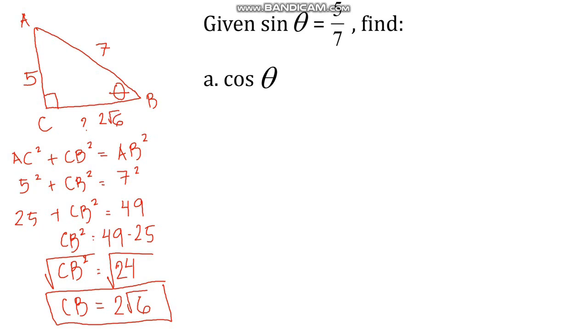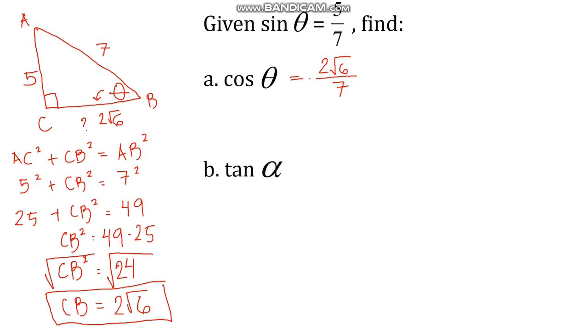Now let's find the cosine of the given theta. So cosine of theta, cosine can be solved by dividing adjacent side by the hypotenuse. So that is, adjacent is this one. So that is 2 square root of 6 divided by the hypotenuse, which is 7. Now look if we can still simplify. If not, then that's it. That's the answer already. So we have 2 square root of 6 over 7 for the cosine of theta.